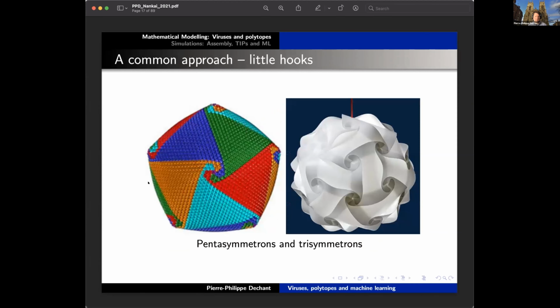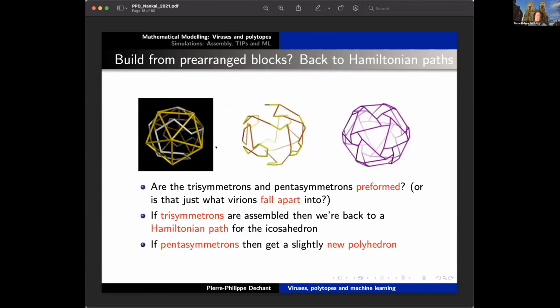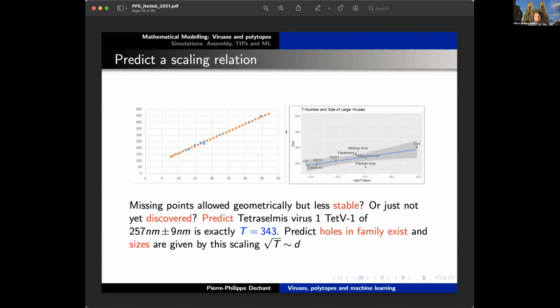But if you think of these 20 large triangles with catches assembling, you're back to the idea of this Hamiltonian path of an icosahedron assembling the 20 faces. If you think of the tiny little triangles as something else, you're back to a Hamiltonian path with a slightly more complicated polytope. So these giant viruses are found everywhere with different triangulation numbers. They seem to be everywhere.